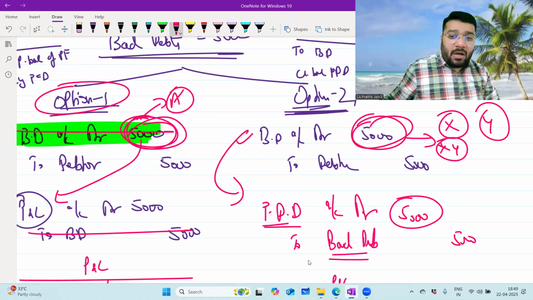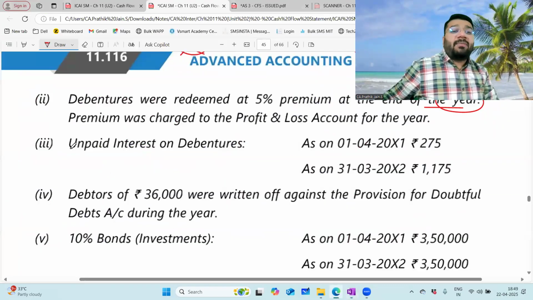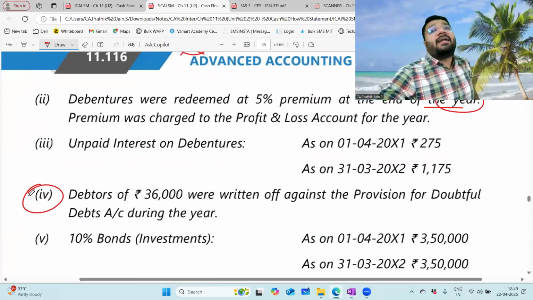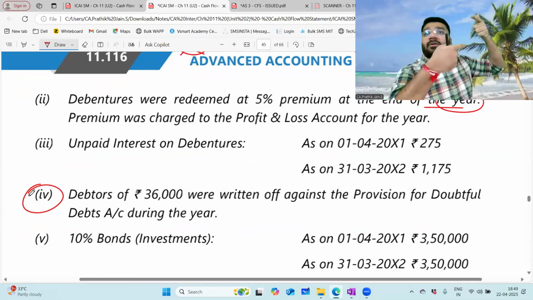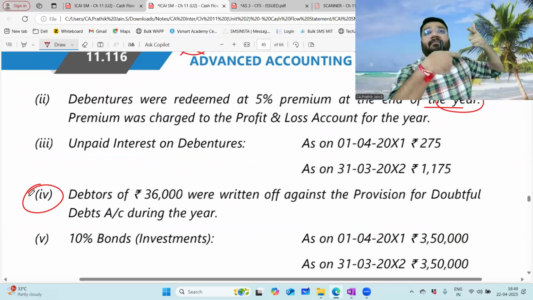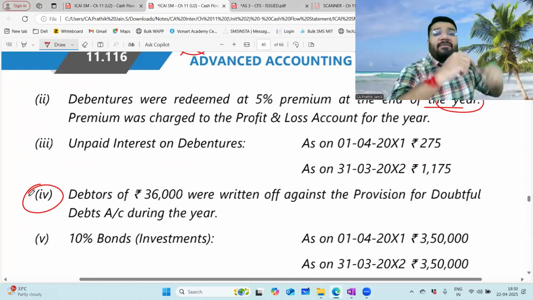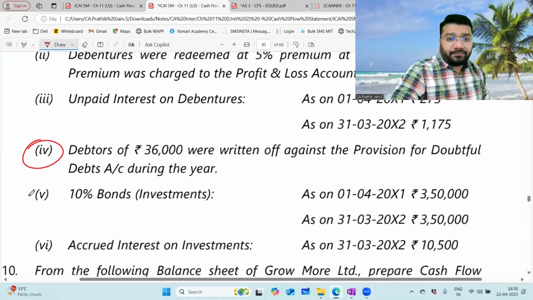Now please tell me, will this entry affect my cash flow statement? Bad debt to debtor, then PDD to bad debts. Will this affect my cash flow statement? No.